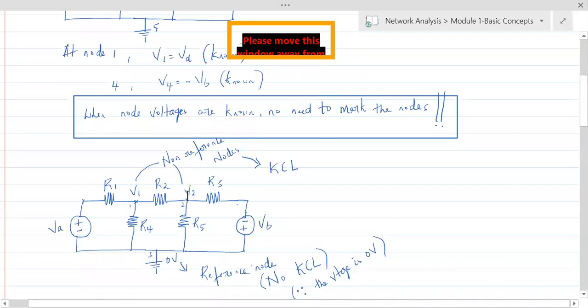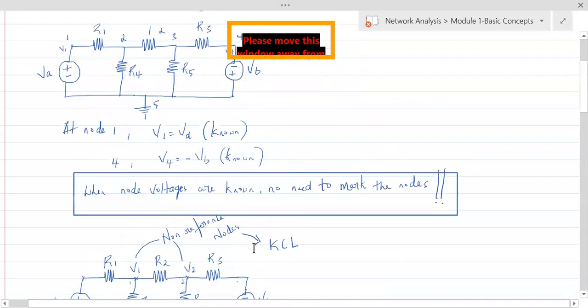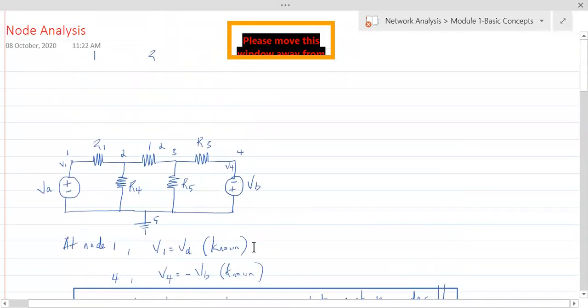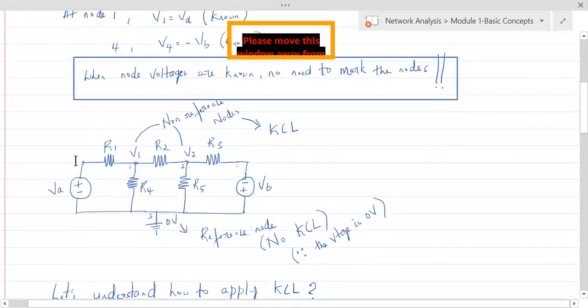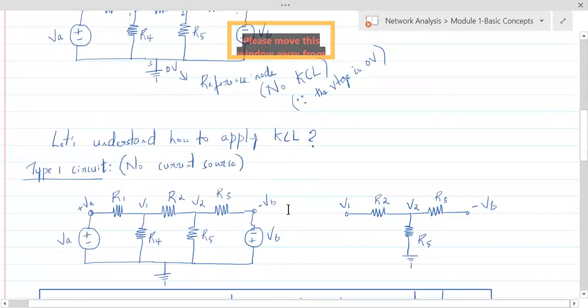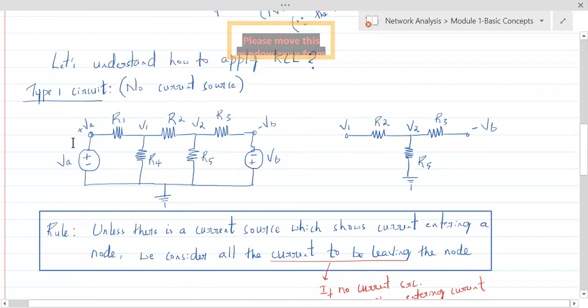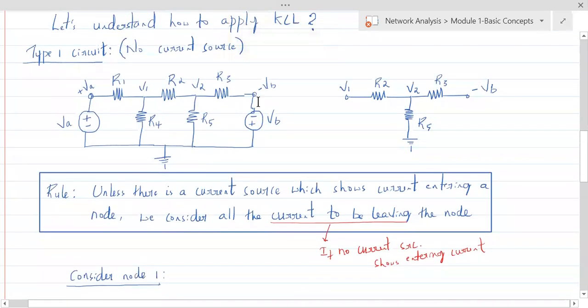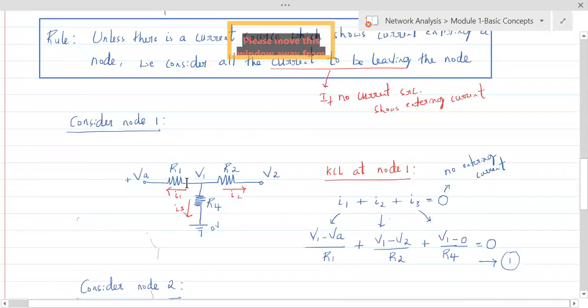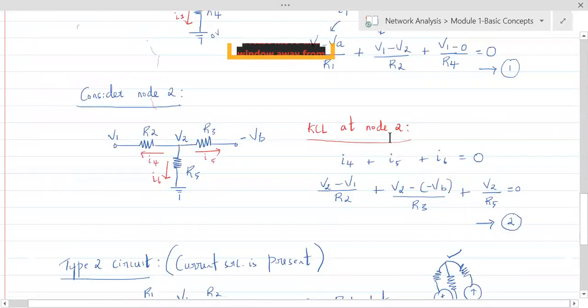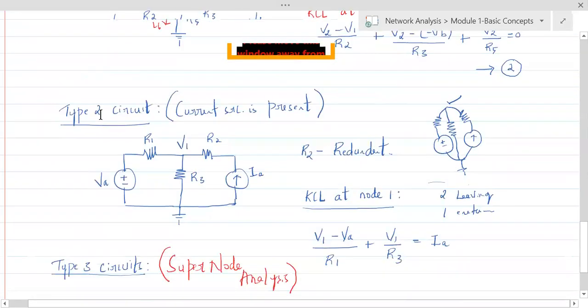Understand that. Now this we call a type 1 problem because there are no current sources involved. We have seen it in detail how to take node 1 separately and node 2 separately and apply KCL. Similarly, we also saw type 2 circuit wherein a current source is involved.